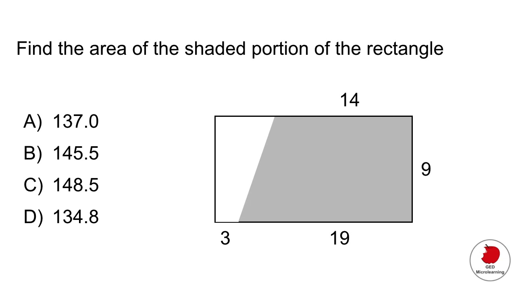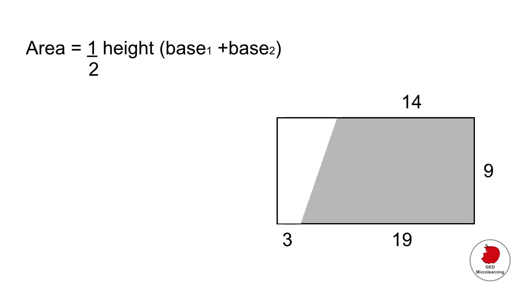All right, so this next question, they're asking us to find the area of a trapezium, which is that shaded portion of this rectangle. In order to do this question, you don't have to remember formulas or anything because that will be provided for you. You just have to remember what these shapes are called. The formula to find the area for this shape is 1/2 the height multiplied by base 1 plus base 2.